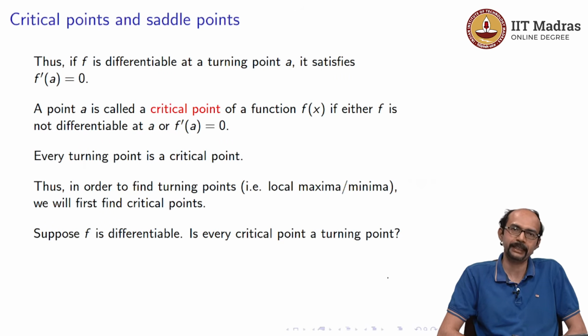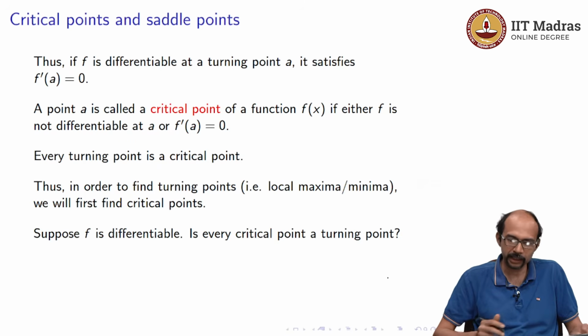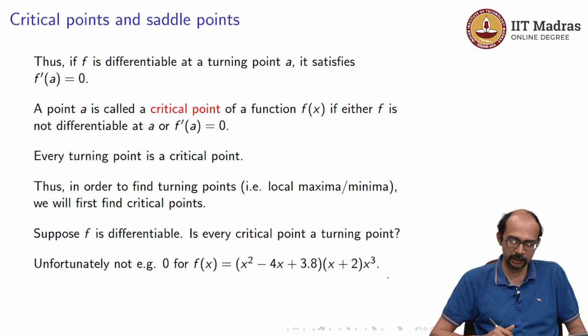Okay. So, we want to find local maxima or local minima, and in order to do this, what we are going to do is to find critical points, but then there will be some of them which are local maxima, some will be local minima, but are there any others? That is the question. So, is every critical point a turning point? So, if there are no others, we really have the entire set of local maxima and local minima just by finding the set of critical points. So, unfortunately, that is not the case.